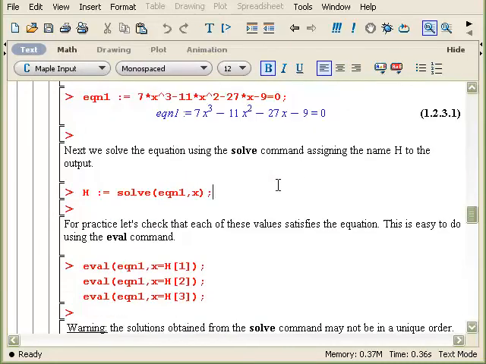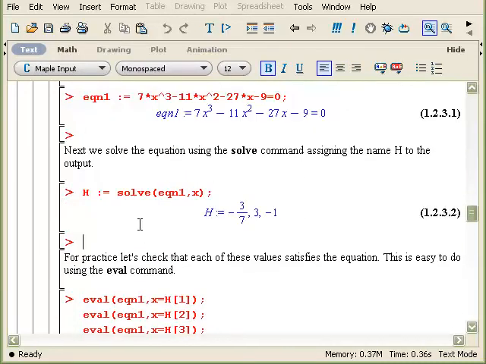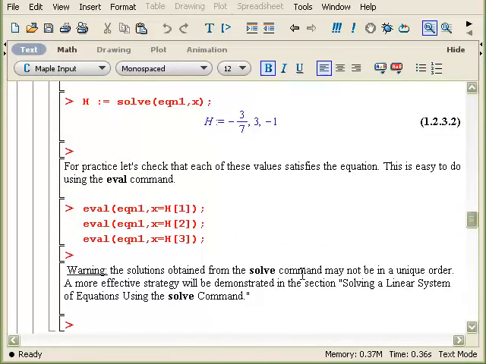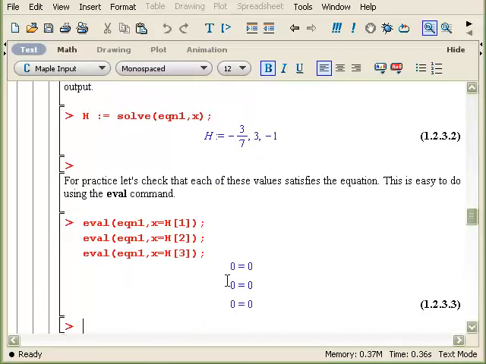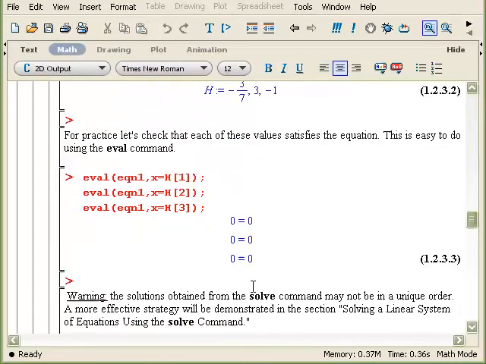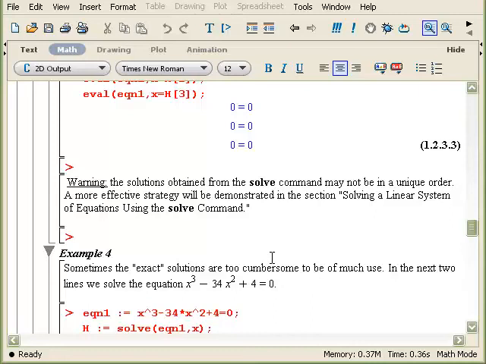For this equation, solve equation for x, then you're giving us these 3 answers for h. Then evaluate that first equation for the first solution from this, right? Then it's 0, and the second one is also satisfying the equation, and the third one is also like that. So this is how we checked it.